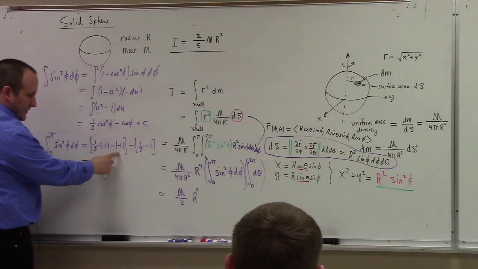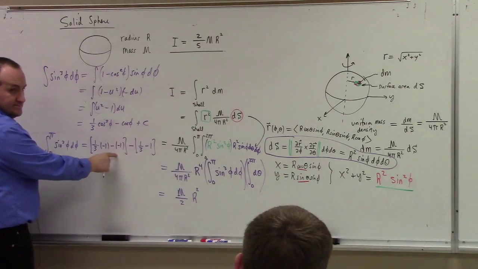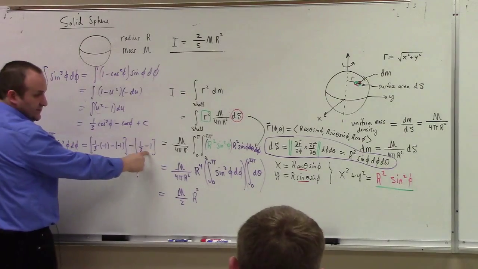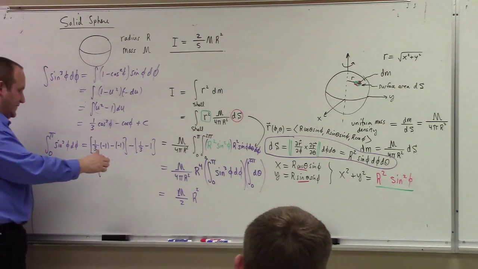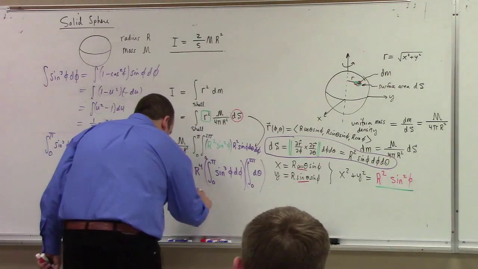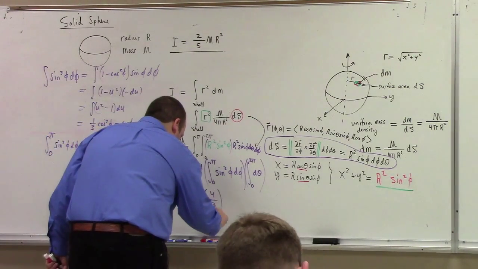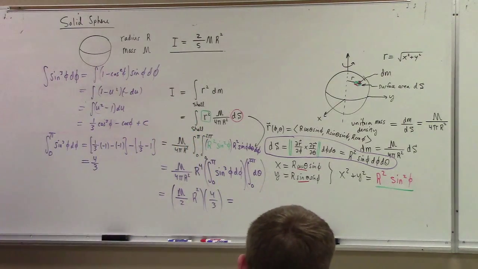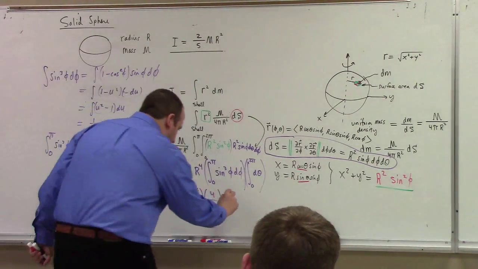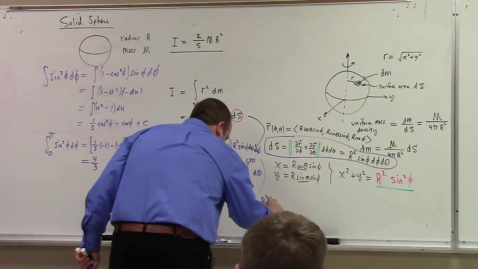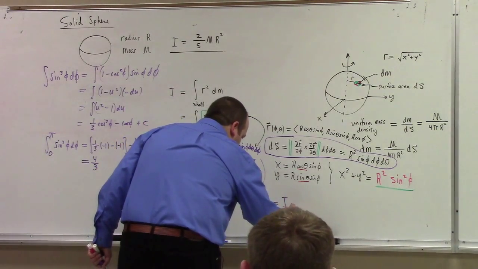This gives me 2/3. So this integral is 4/3, yeah? And what do we get? 2/3, right? M r squared there is the moment of inertia for a hollow sphere.